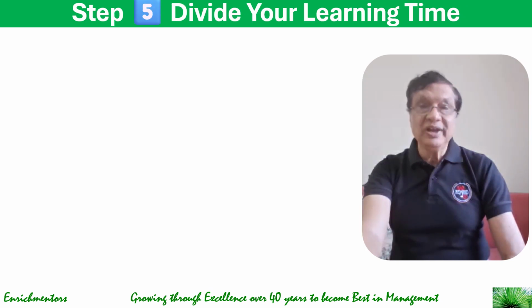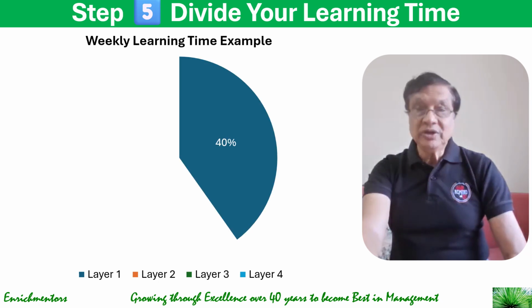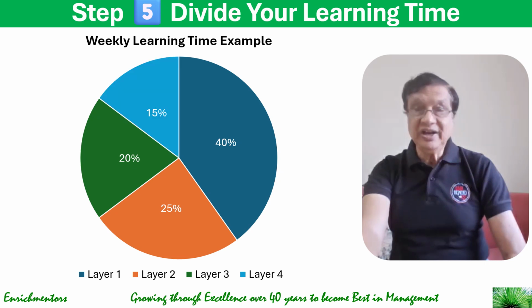Then you need to divide your learning time. Once you decide these four layers, you need to divide your learning time, isn't it? A practical distribution would be a weekly learning cycle. If you study 6 hours a week, for layer 1 you could devote 40% of the time, layer 2 25%, layer 3 20%, and layer 4 15%. So if you're spending 6 hours every week, you spend 2.5 hours on core skills, let's say of management, then 1.5 hours on AI tools that you select, 1 hour on strategy, and 1 hour on communication.